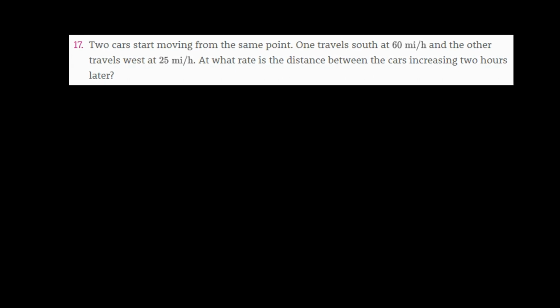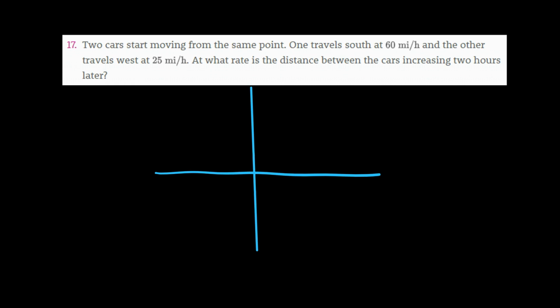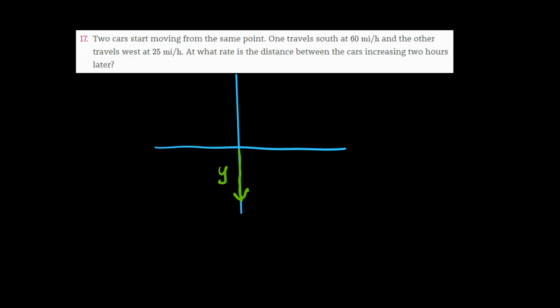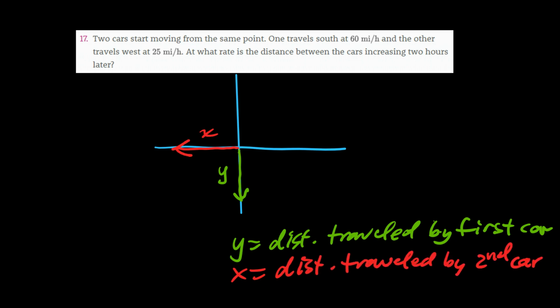All right, so we have two cars. One travels south at 60 miles per hour, and we're going to call that y. Y equals distance traveled. And then the other travels west at 25 miles per hour, which we're going to call x. So x is the distance traveled by the second car.